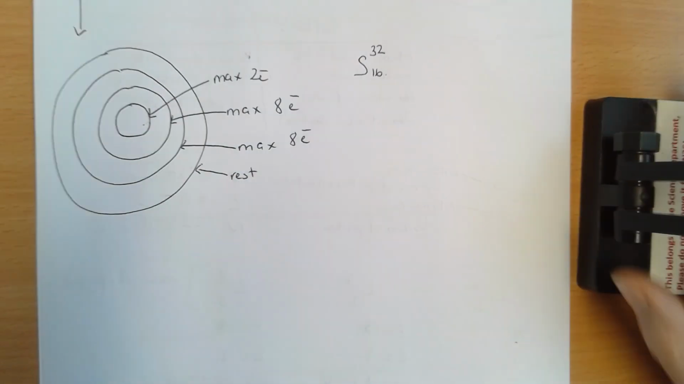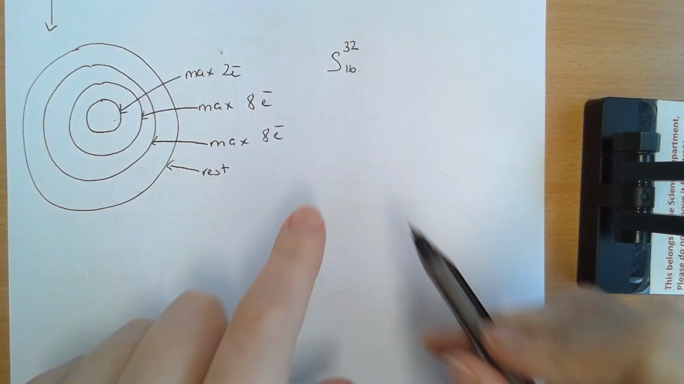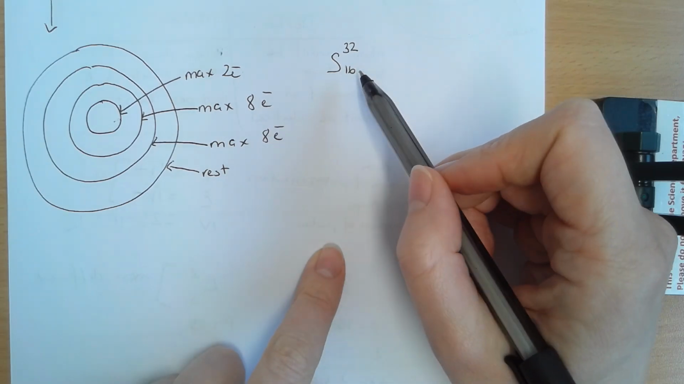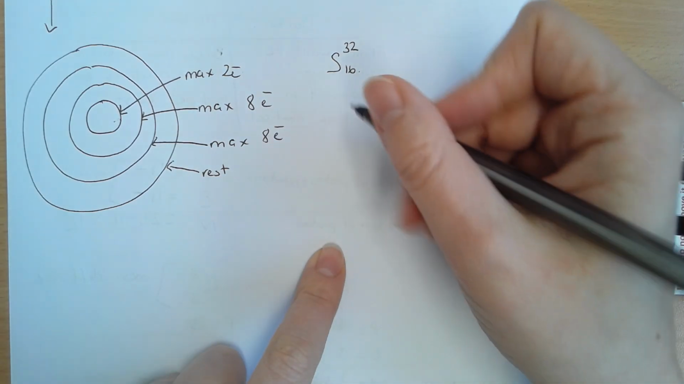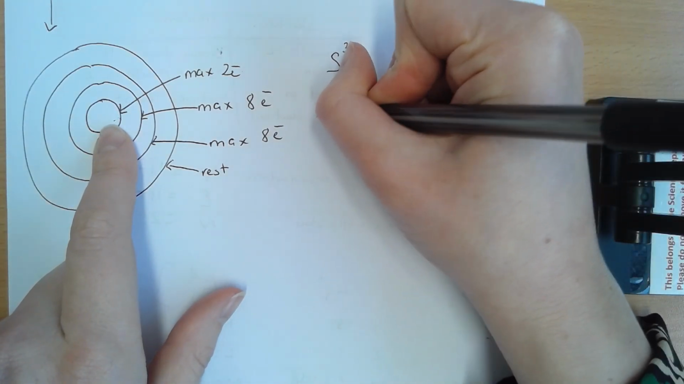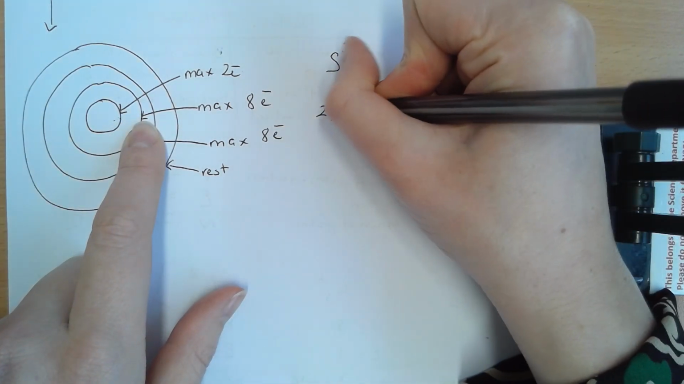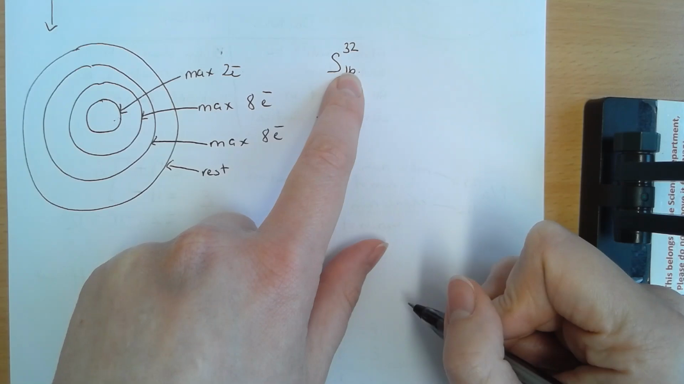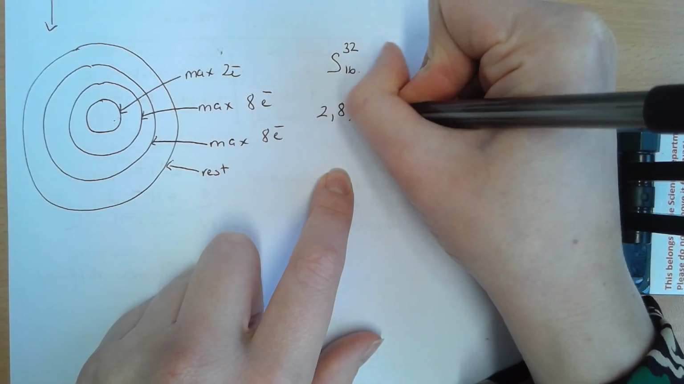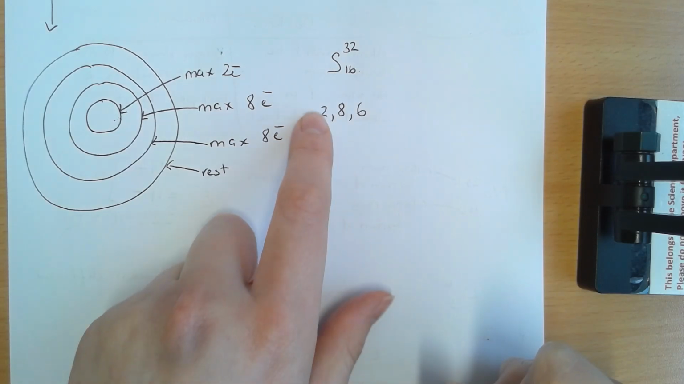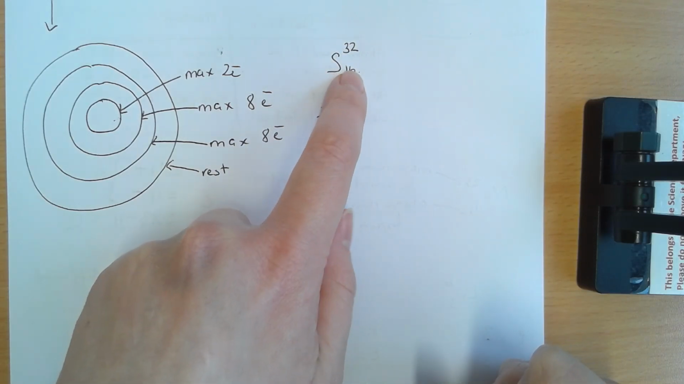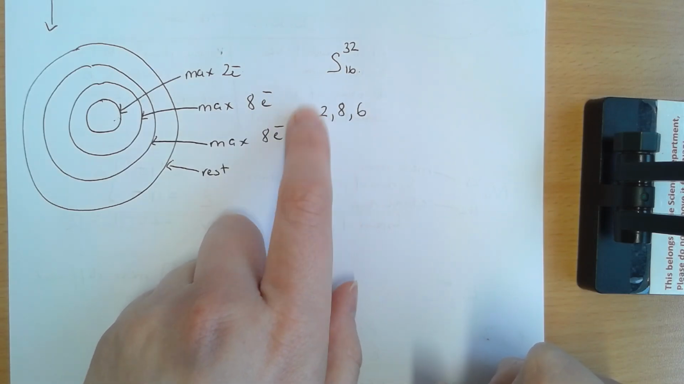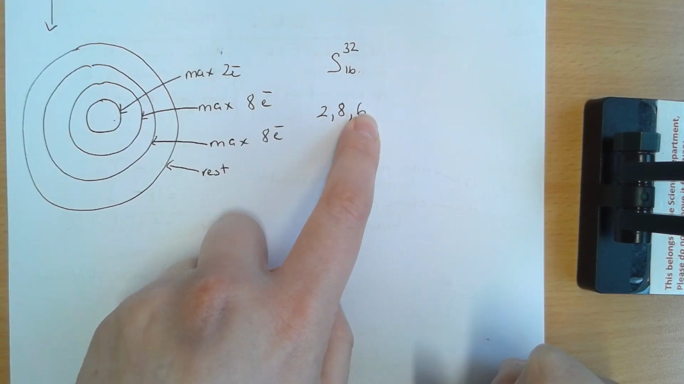So if I write the electron configuration for sulfur, using the atomic number, I can see that sulfur must have 16 electrons in total. I can put 2 in the first shell. I can put 8 in the second shell. That means I've put in 10 electrons in total. I've got 16, so I've got 6 electrons left, so I end up with 2, 8, 6. So just double check that these 3 numbers add up to the atomic number, and that's the electron configuration for sulfur. 2 in the first, 8 in the second shell, 6 in the third.